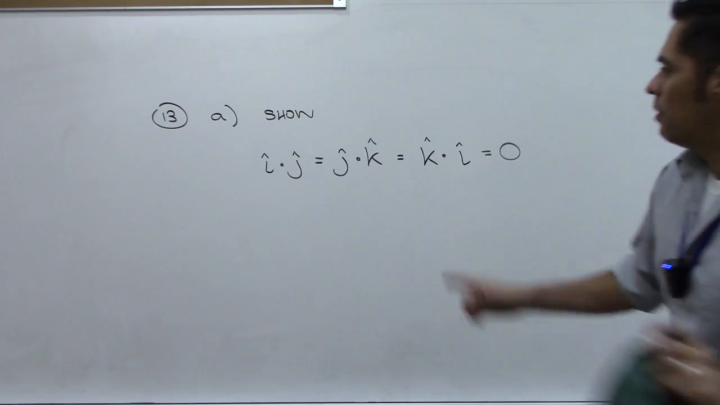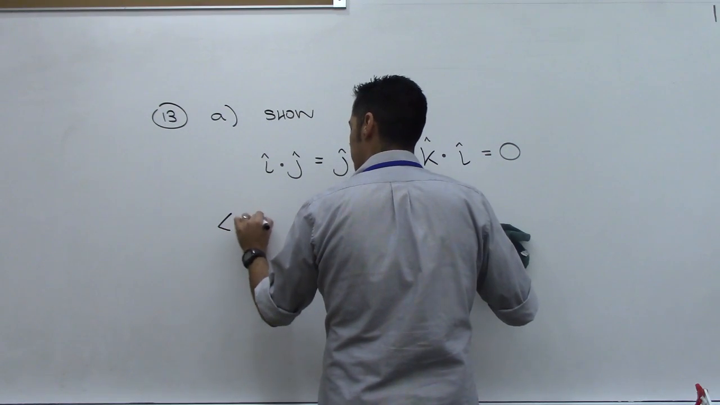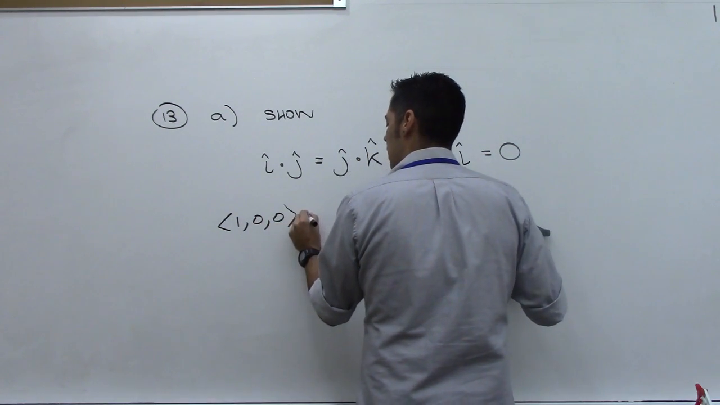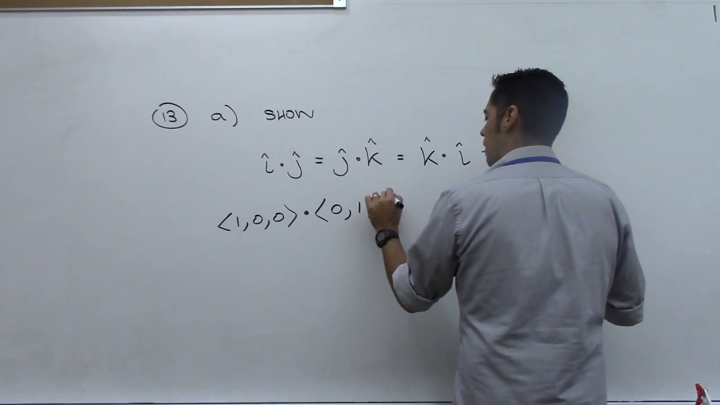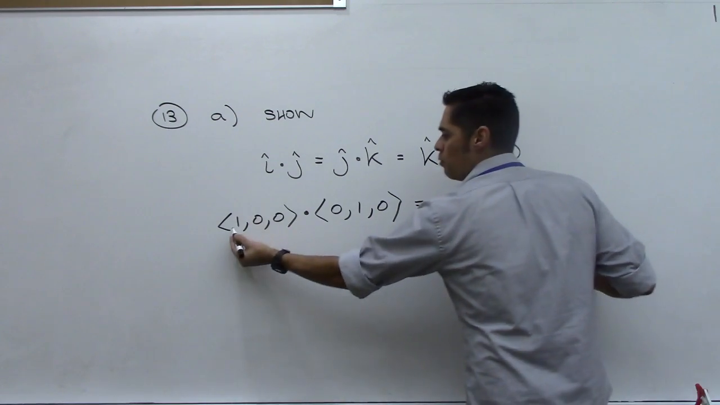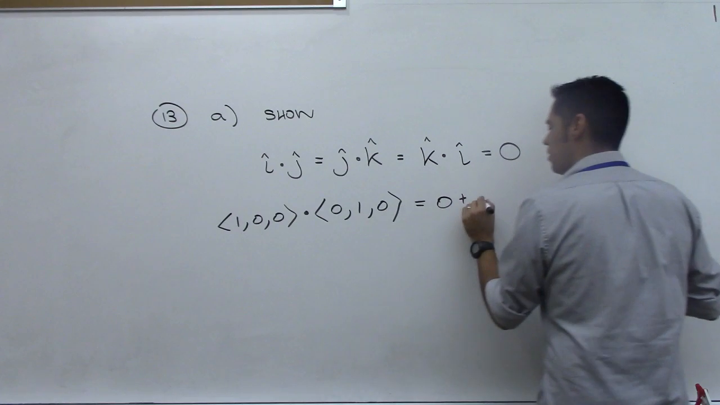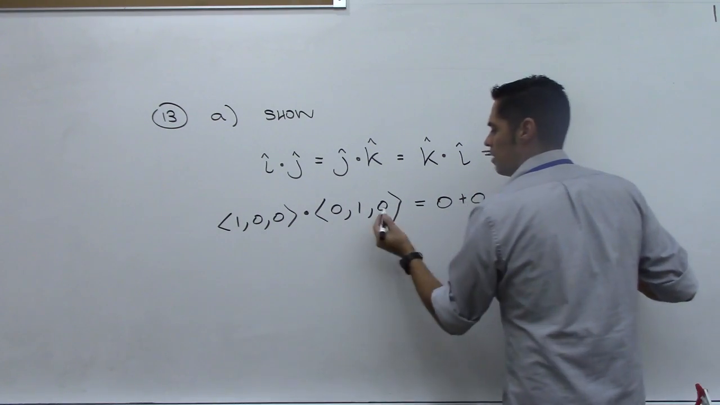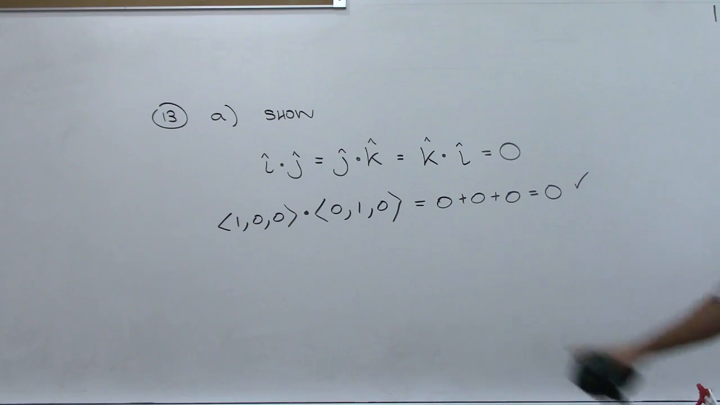So let's start with this first one. i hat, by definition, is vector 1, 0, 0. I'm going to dot that with j hat, which is 0, 1, 0. All right, so I'm just doing this one right here. And if I dot those, I do 1 times 0, which is 0, plus 0 times 1, which is 0, plus 0 times 0, which is 0, and that's 0. So far it checks. The first one's true.